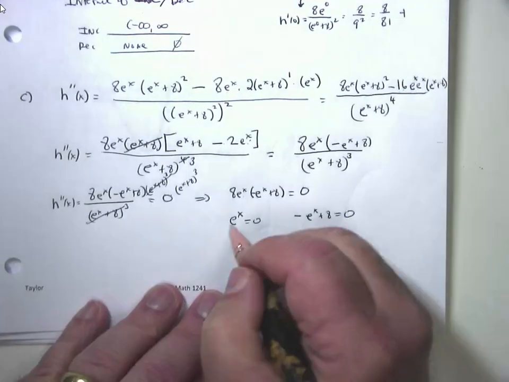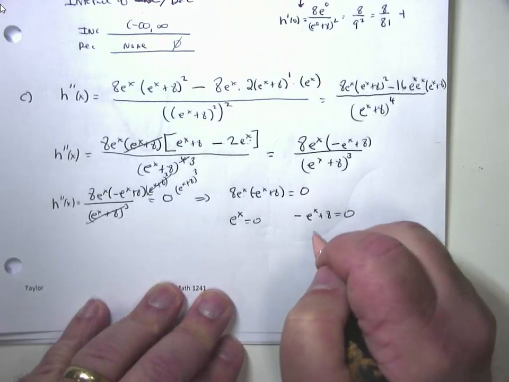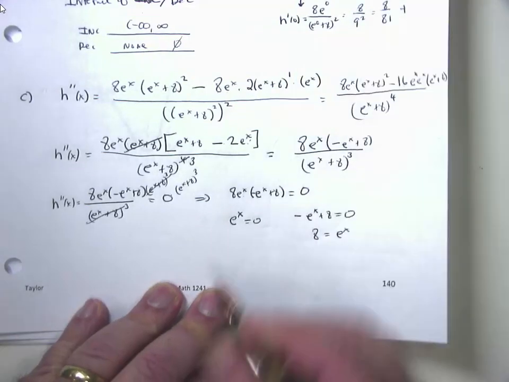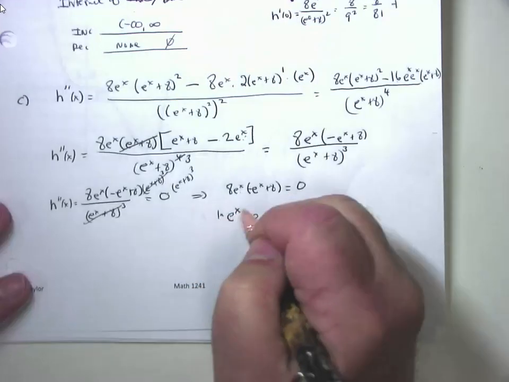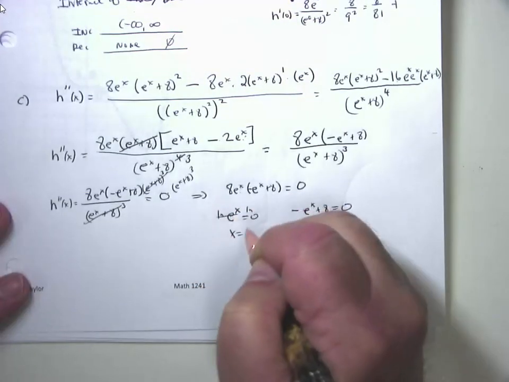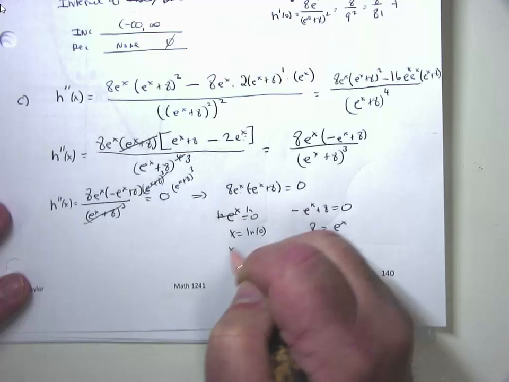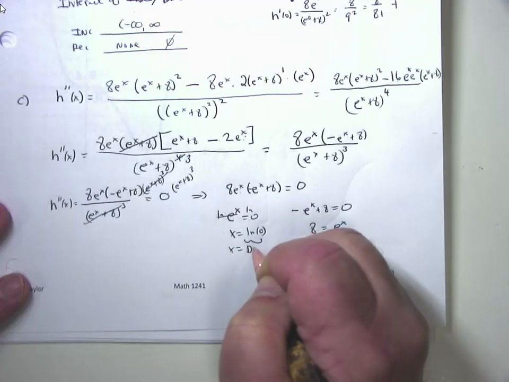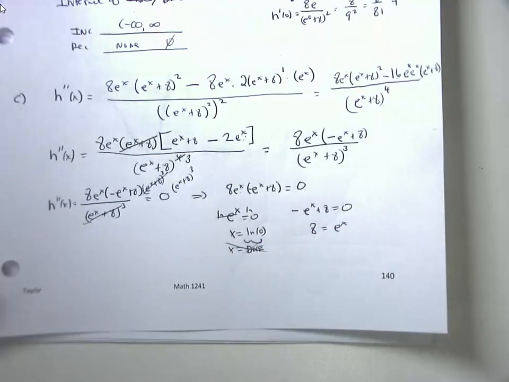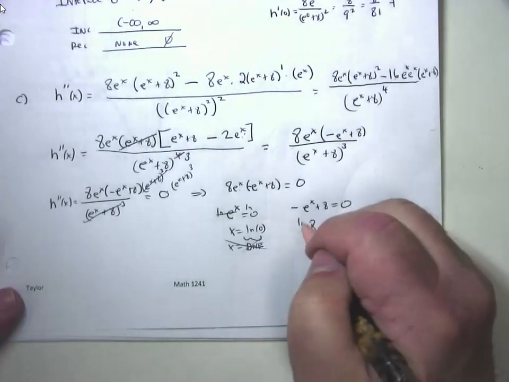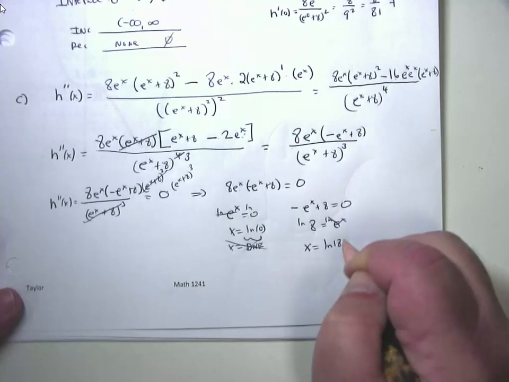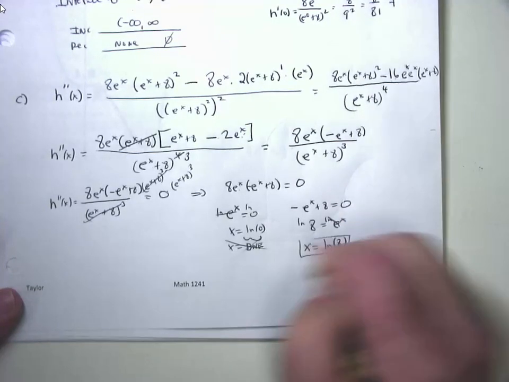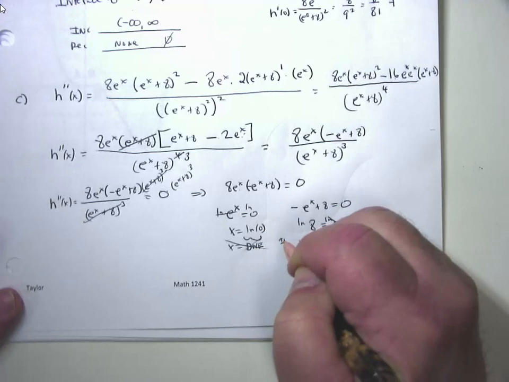Solving, I get 8 equals e to the x. What gets rid of an e? Natural log of both sides. Here you get x equals the natural log of 0. Well, what's the natural log of 0? Does not exist. Here, you take the natural log of both sides, and you actually get x equals the natural log of 8. That is your inflection number.